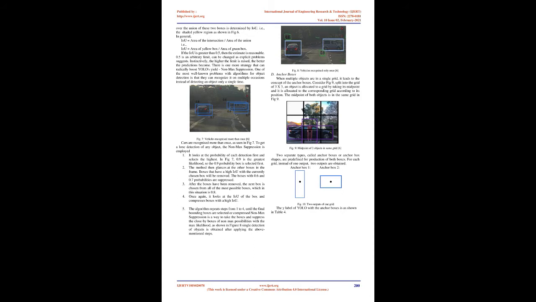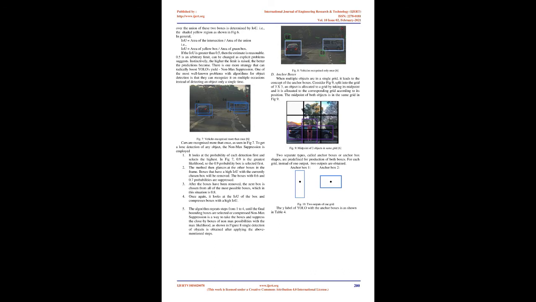The red box in Fig 6 is the bounding box for ground truth, and the purple box is the anticipated one. The intersection area over the union of these two boxes is determined by IOU, i.e., the shaded yellow region as shown in Fig 6. In general, IOU equals area of the intersection over area of the union, i.e., IOU equals area of yellow box over area of green box.